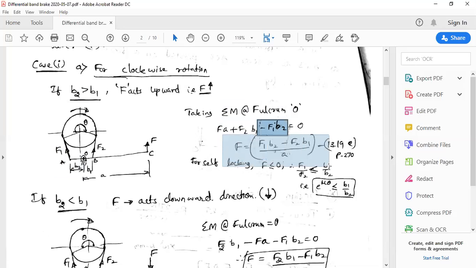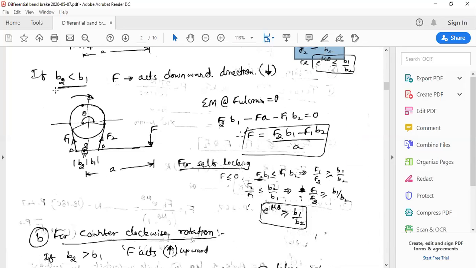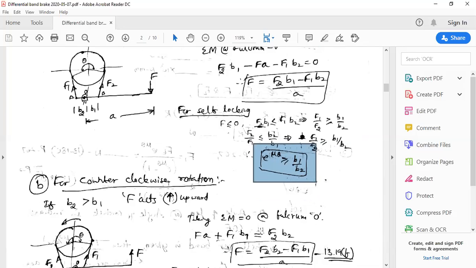Now, F is formulated here. F is equal to F1 B2 minus F2 B1 divided by A. That is equation number 13.19E. And for self-locking, F is less than or equal to 0, so the equation obtained here is F1 by F2 is less than or equal to B1 by B2. But what is F1 by F2? F1 by F2 is e raised to mu theta. Similarly, for the B2 is less than B1 condition, F is acting in the downward direction, so that F equation is formulated, and e raised to mu theta is the condition of self-locking. That is what is derived here.